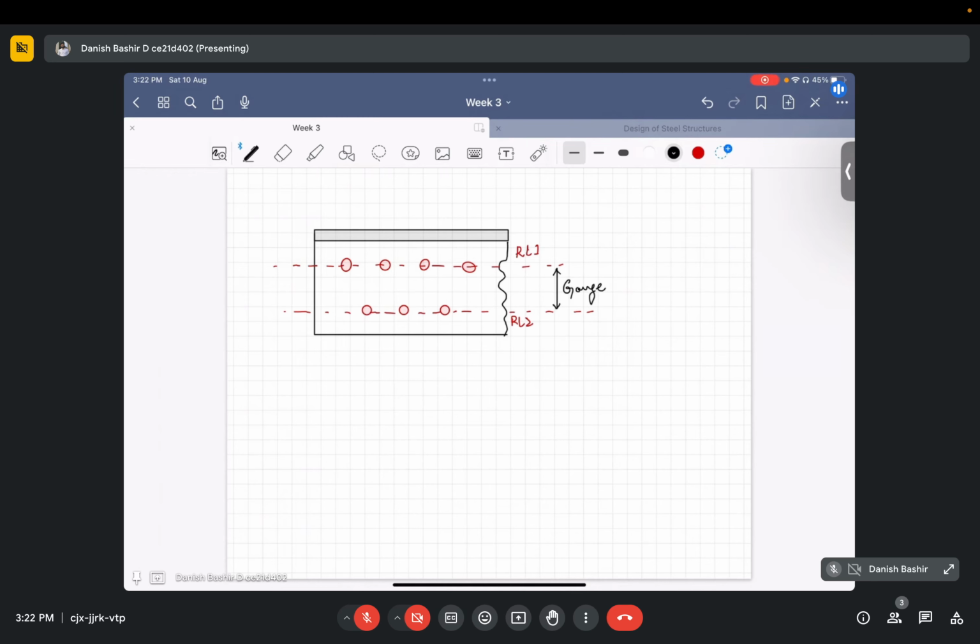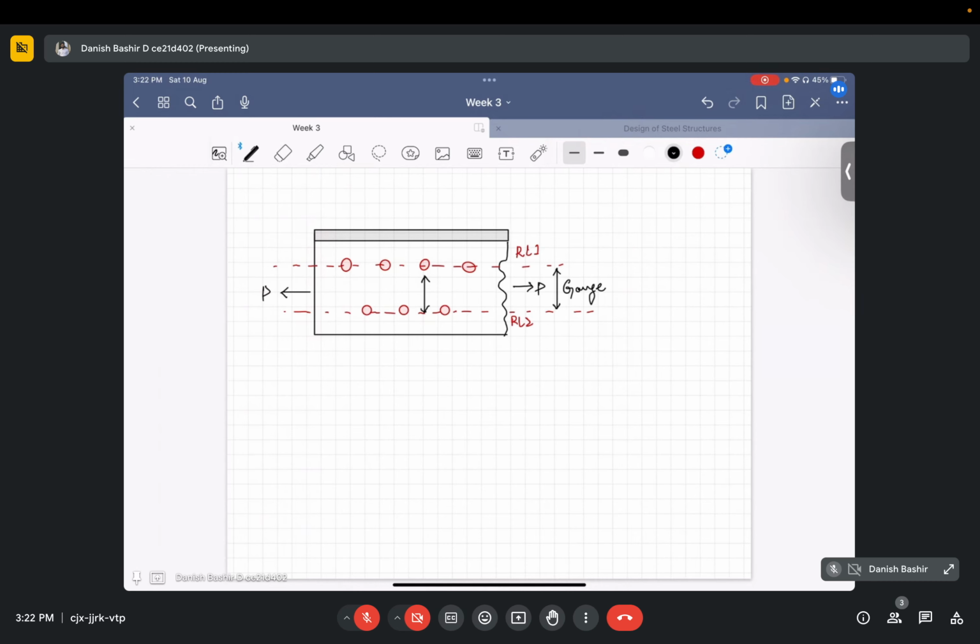Gauge length is actually the distance between the two rivets measured along the width. This is the width of the member, no? It is the distance measured along the width of the member, so we call it gauge. I hope this is clear. And this is acted on by some forces, P from this side and P from this side.